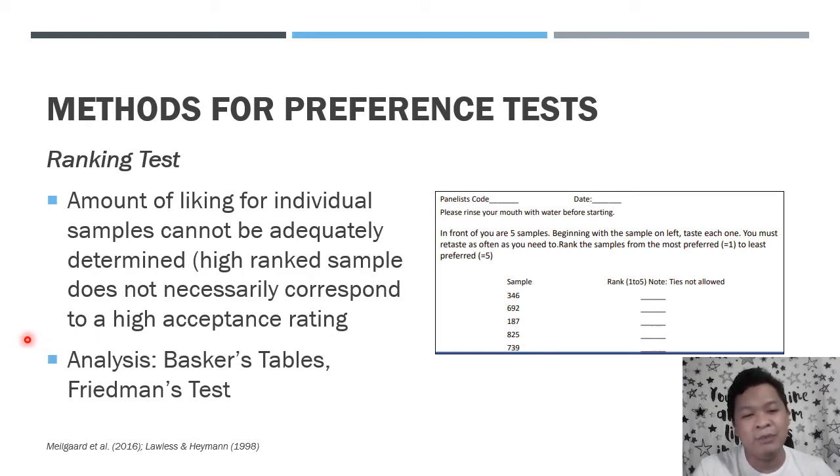Okay? So typically for these tests, you could use the Basker's tables or the Friedman test. Parang mga rank sum test yung ginagamit dito. Statistically, they add up the ranks and do some sort of statistical treatment to tell you kung yung rank sums constitute an actual statistical difference or not. Okay, here is an example of ranking test instructions, and of course my specification that ties are not allowed.